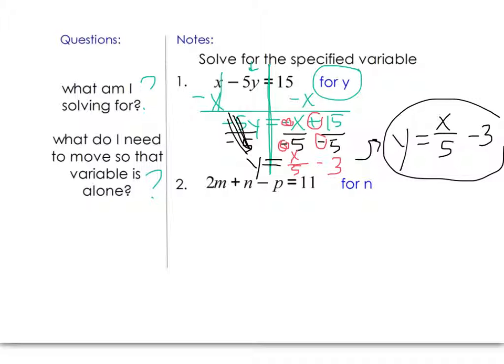Next one, I have 2m plus n minus p equals 11, and I'm solving for n. Make sure you know which one you're solving for. So I'm trying to get this n alone on the left side of my equal sign. Well, what can I do first? I got two other pieces I got to move over, this 2m and this minus p. Which one do you want to move first?